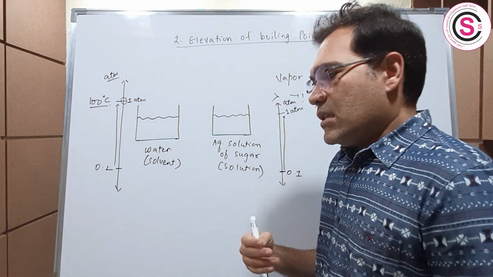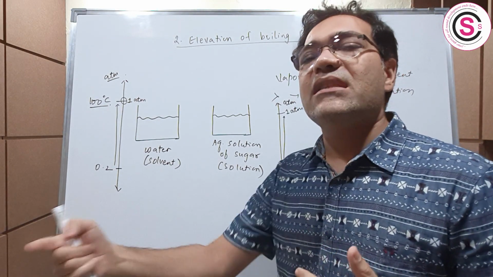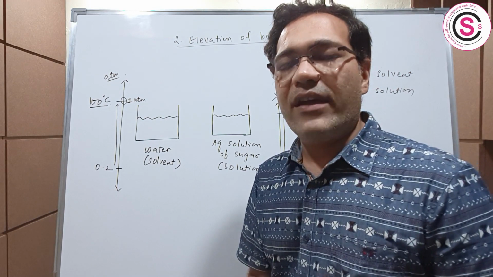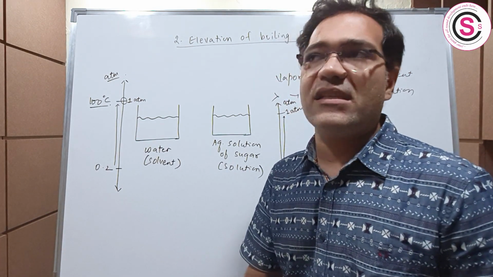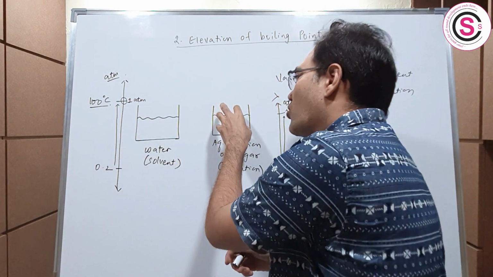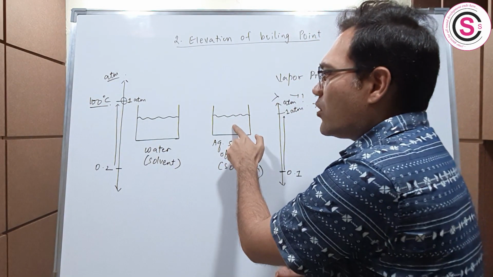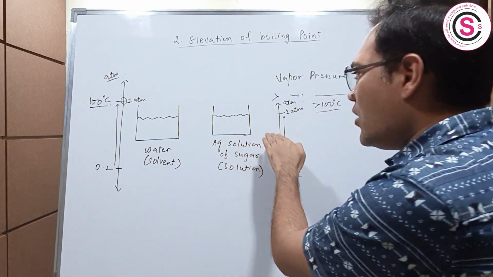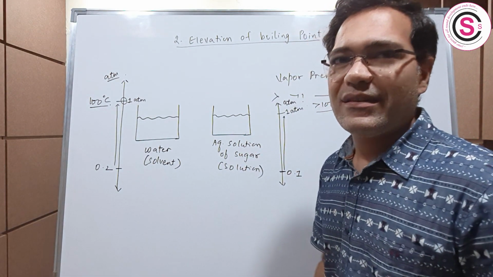Now, the question is, what amount of increase in the boiling point is seen? Whether it is 100.1 degrees Celsius, 100.2 degrees Celsius, 100.5 degrees Celsius, or 100.7 degrees Celsius. Now that depends, students, on the amount of solute that I have added here, right? Because the more solute I add, the more will be the lowering of vapor pressure, and hence the more will be the boiling point. Are you understanding?